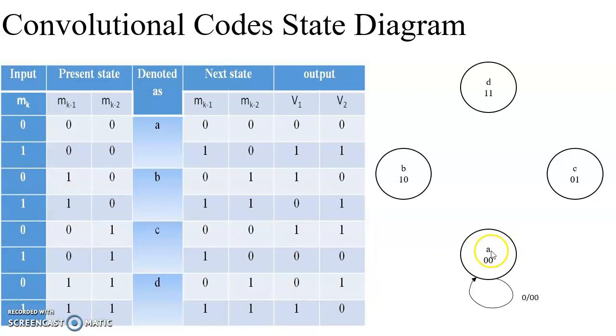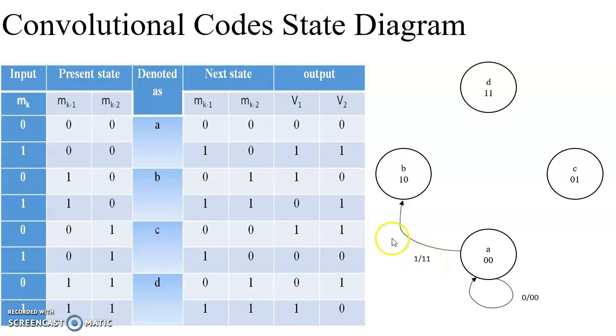So present state is 0, 0, input is 0. Input 0 is written here. The next state is headed to with an arrow. So the next state we are going to is 0, 0 and output is 0, 0, which is written to the right of the slash. We'll take another one. Present state is 0, 0. Input is 1. The next state we are going to is 1, 0, and output is 1, 1.